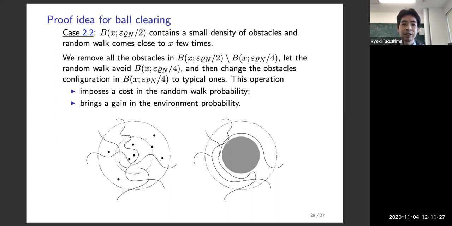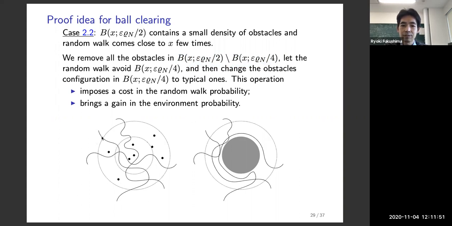But you will immediately see that it works. We remove all the obstacles in the annulus here. Then we lose something in the environment probability. And after doing this operation, this annulus is free of obstacles. And then in this annulus, we raise a random walk.